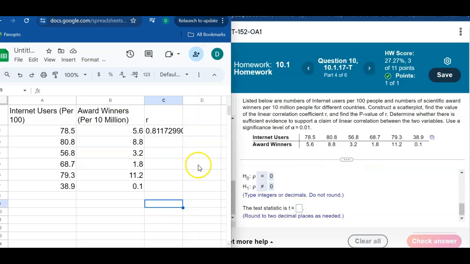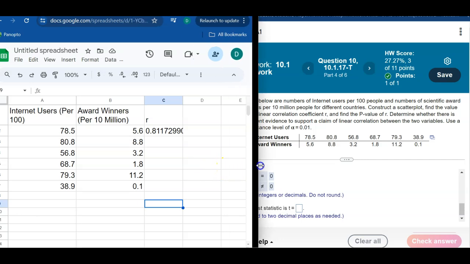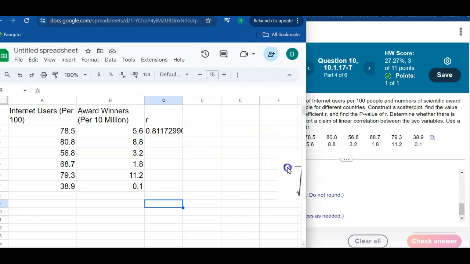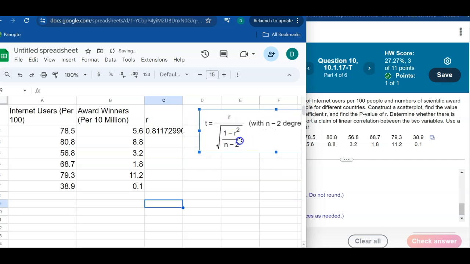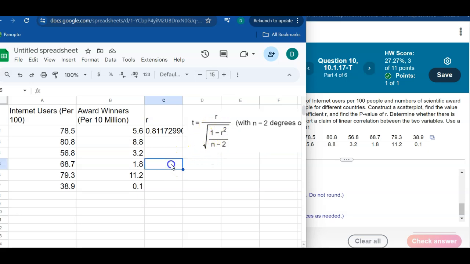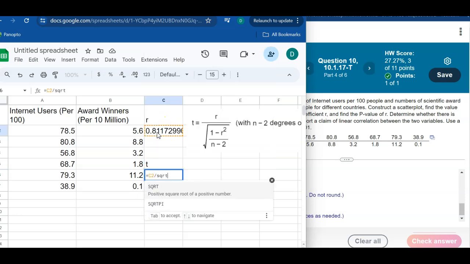So here's where it really comes into play, the big difference between the calculator and the spreadsheet. For the spreadsheet, you're going to need to know this formula. This is how we get the test statistic from r. But with the TI calculator, it will calculate this for you. All right, but I'm going to label it t down here, and then I'm literally writing this.